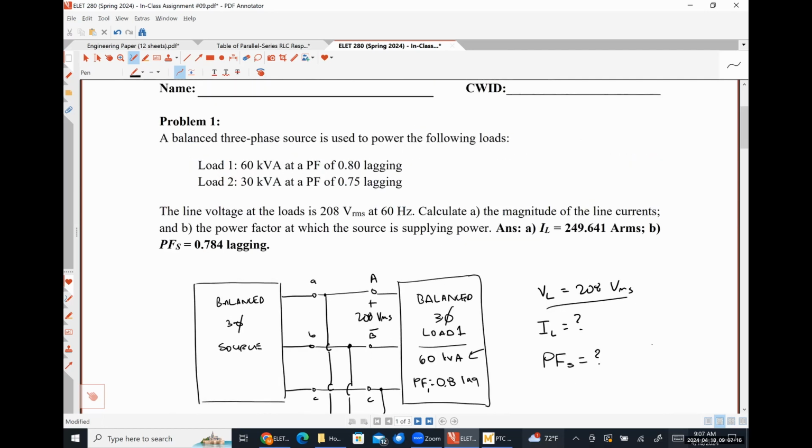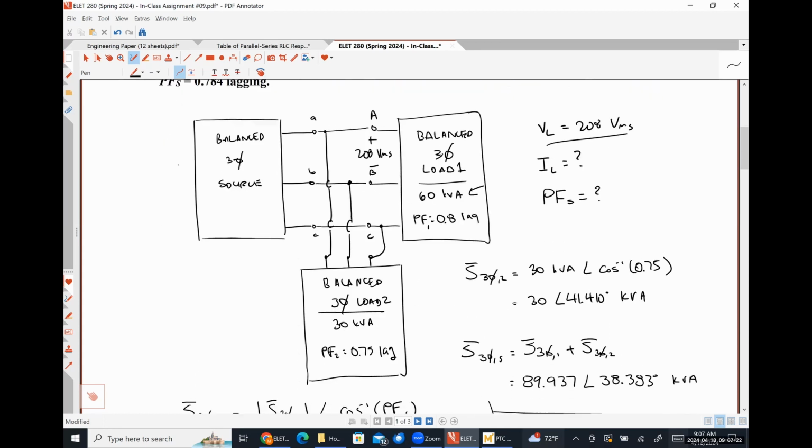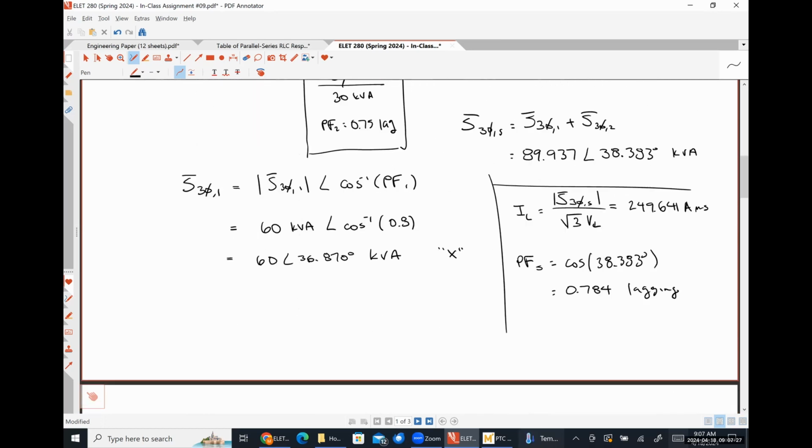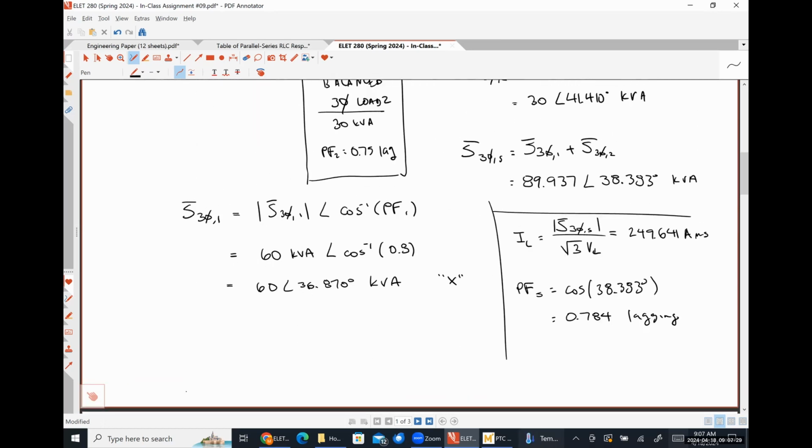208 from literally the problem statement. So before we move along to the next problem, does anybody have any questions about what we did here? It should, like I said, be pretty darn similar to exactly what we were doing for single phase circuits, except now we just need to pay attention to if we're dealing with line quantities or phase quantities.